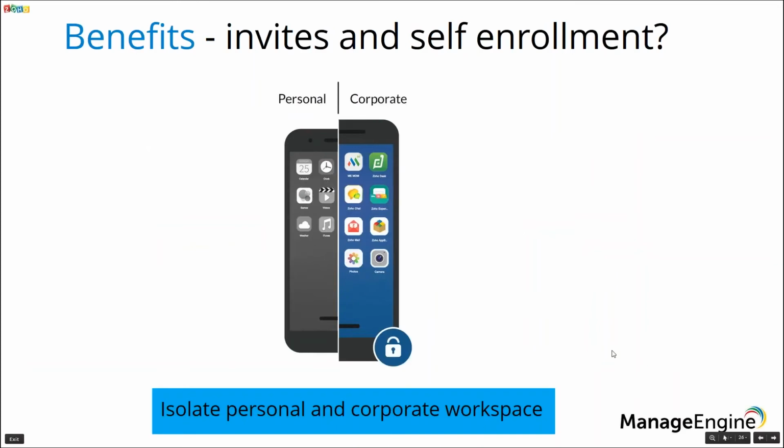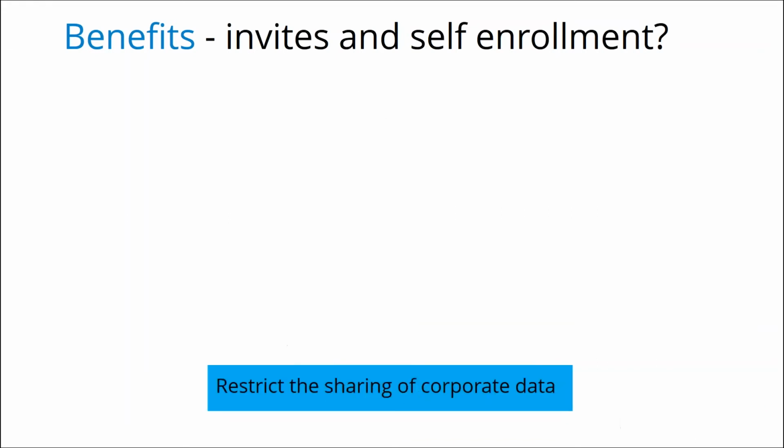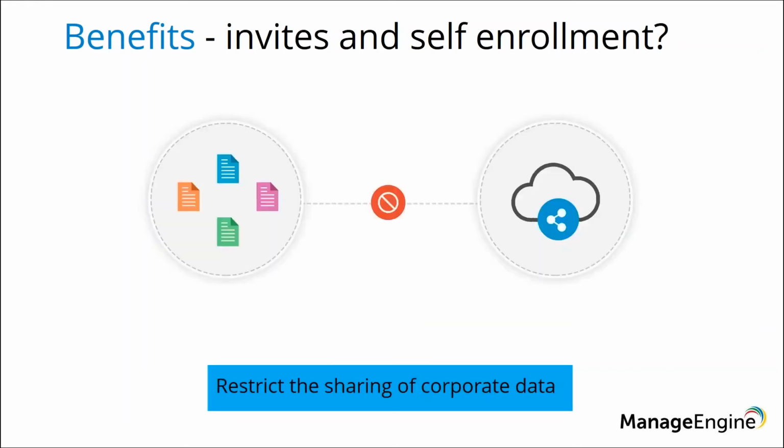The benefit of adding the devices via email invite or self-enrollment is that it isolates the personal and corporate applications separately. When you add a device through email invitation or self-enrollment, it creates a corporate space within this device. A corporate container will be created through which you can distribute applications and documents which can only be seen within the corporate space.